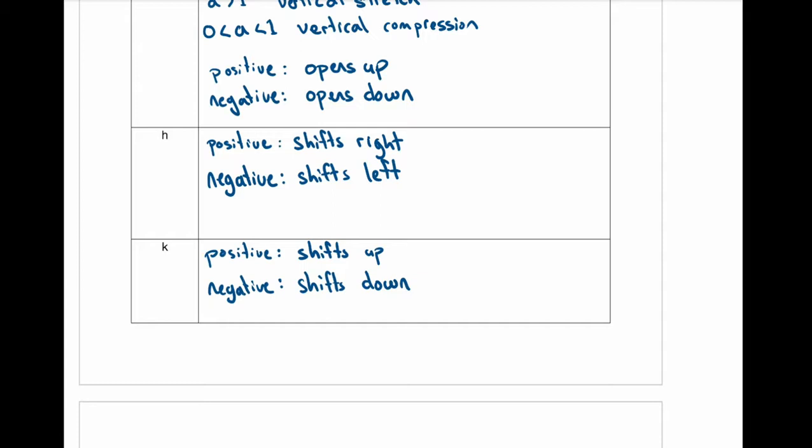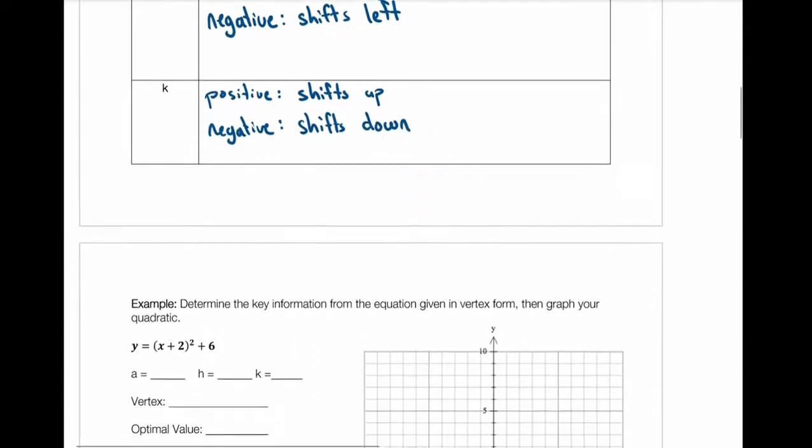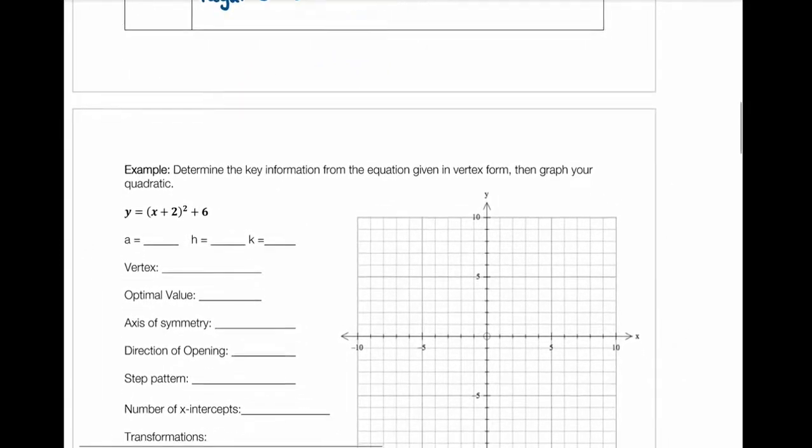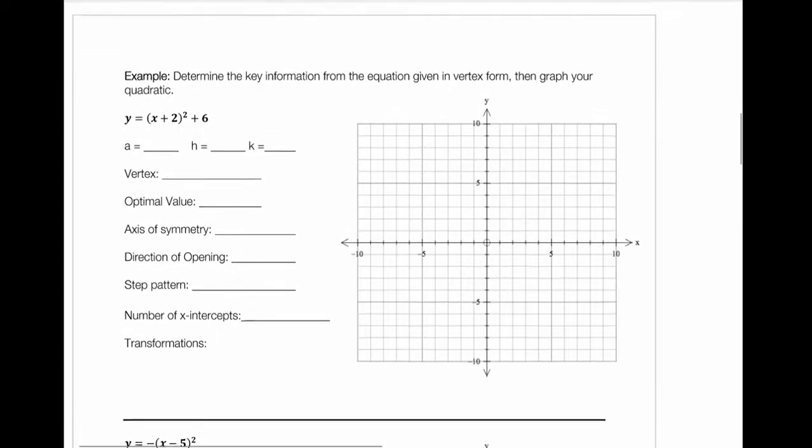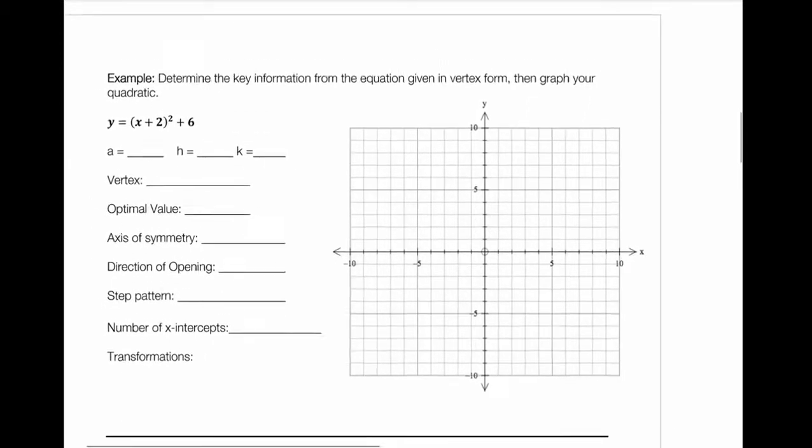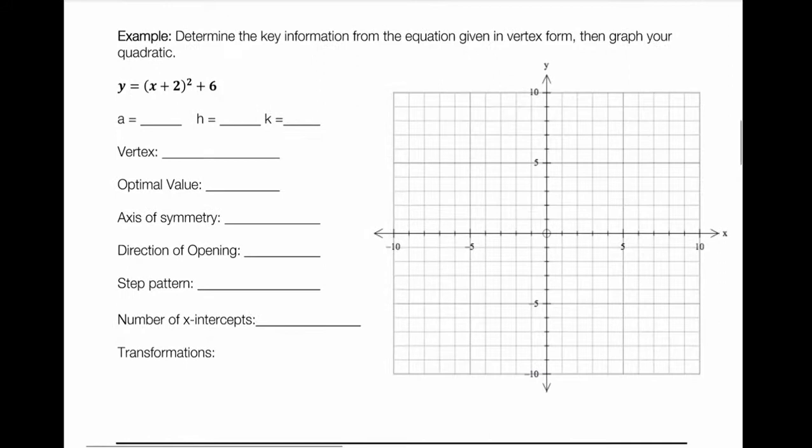So what we're going to do is look at given vertex form equations, and we are going to come up with all this key information, or key points, as well as the transformations, and then finally we are going to graph our quadratic so we get an idea of what it looks like. So looking at our equation, y equals x plus 2 squared plus 6, I want to know my a, h, and k values, because then I can use that to fill in my vertex, optimal value and so on, and then use this information to graph it.